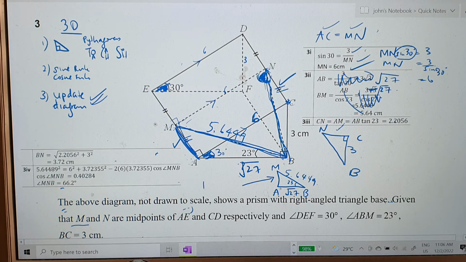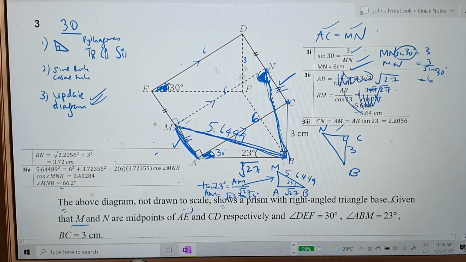Okay, so if I were to find this, right, I will use opposite over adjacent. So tangent 23 degrees, right, is opposite, which is AM, over adjacent, which is square root 27. Which means my AM is square root 27 tangent 23 degrees. Okay, you can work this out. Square root 27, then I go and times tangent 23.